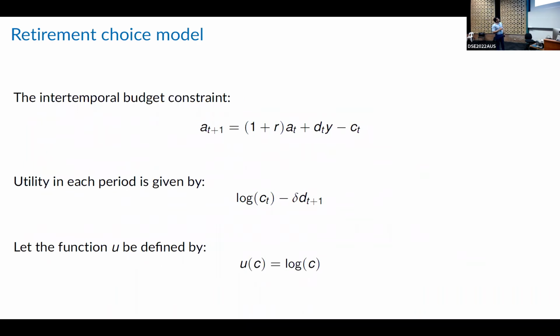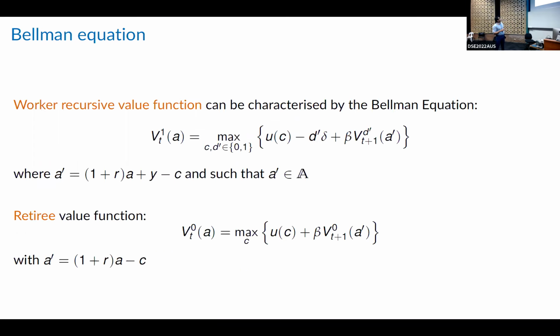Standard budget constraint, standard A_{t+1} from A_t, get paid, you consume something. Each period utility is given by your log consumption and the delta term, which is the fixed cost. And we're going to assume log utility. Okay, so here's the Bellman equation as Iskhakov et al. write it.